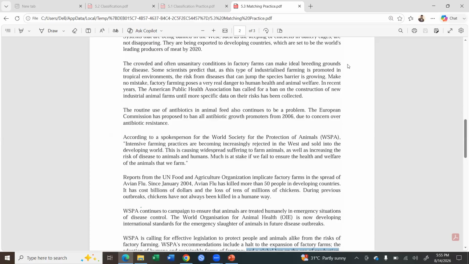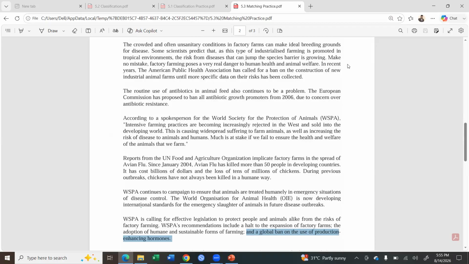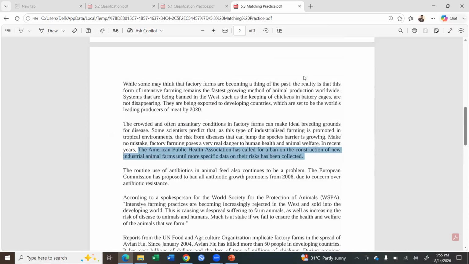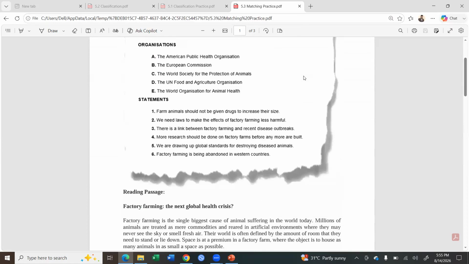Since the American Public Health Association, where it is American Public Health Association, this one has called for a ban on the construction of new industrial animal farms until more specific data on their risk has been collected. Okay, you have said this one. Let's reread the statement, okay?